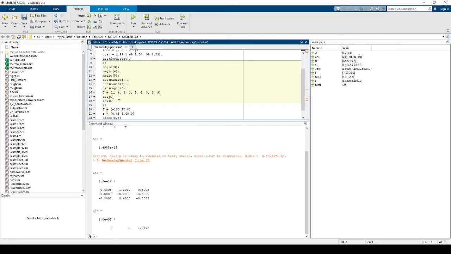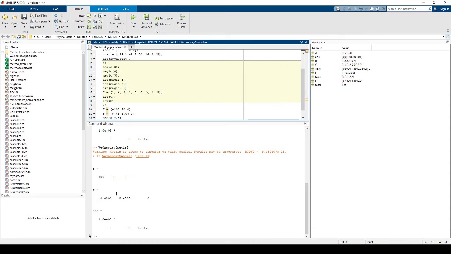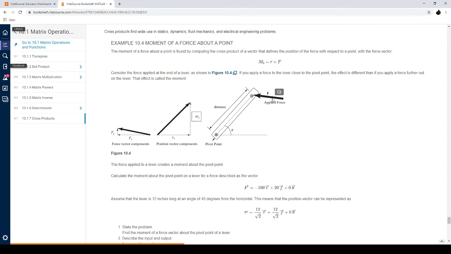I need to get rid of all these other things behind me. It's starting to clog up the screen. So r is this. Yep. It says that this should be 1,000. So it's 1.0176 times 1,000, and you get 1,017. So our moment is 1,017.